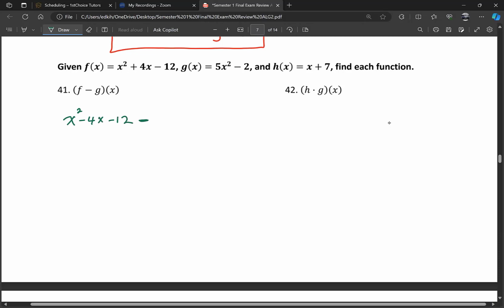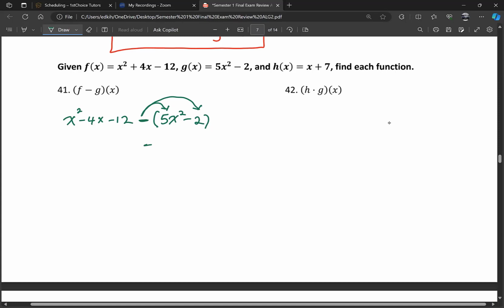subtracting the function g. Now, because this is a subtraction, you want to be incredibly careful. You must enclose the second one in parentheses. Why? Because remember, this negative affects the signs in here. Had it been a plus, we wouldn't have cared. But because it's a negative, they're being subtracted, we have to really watch out for that.